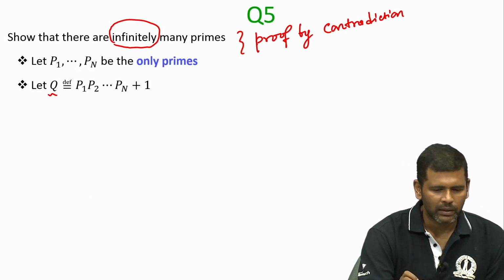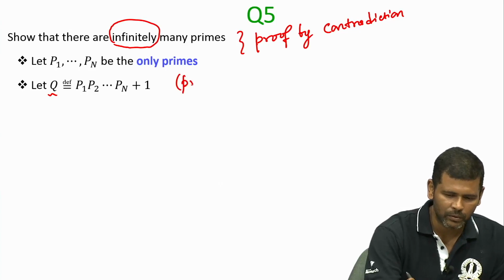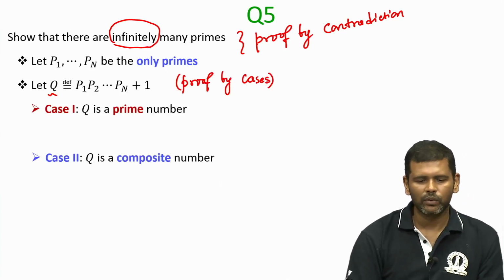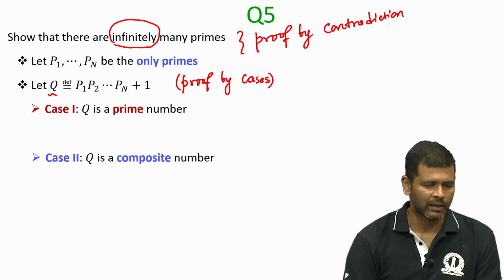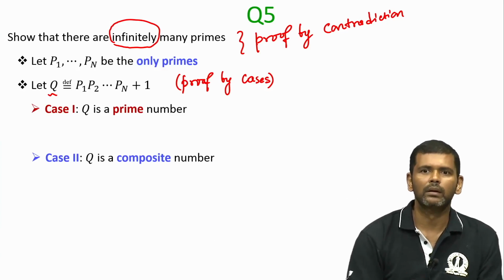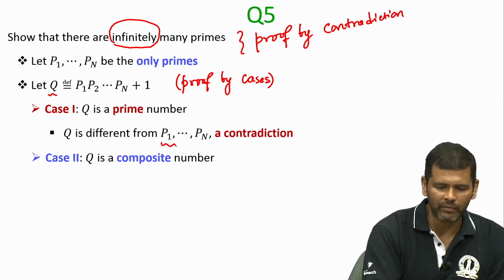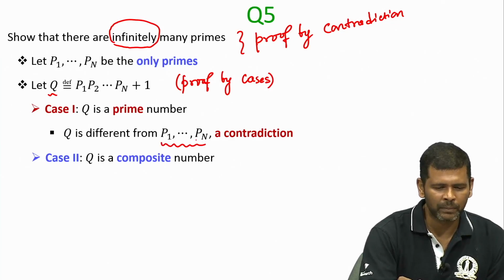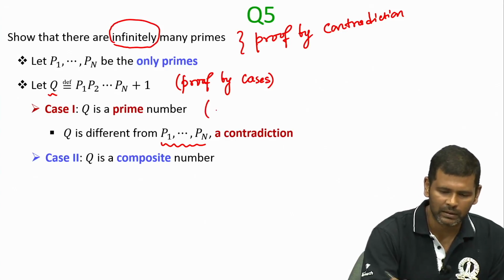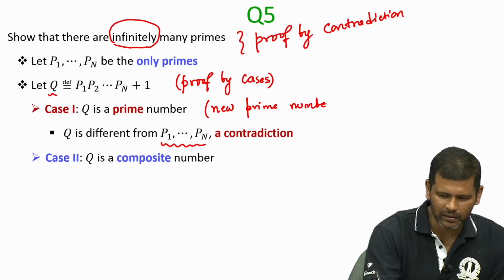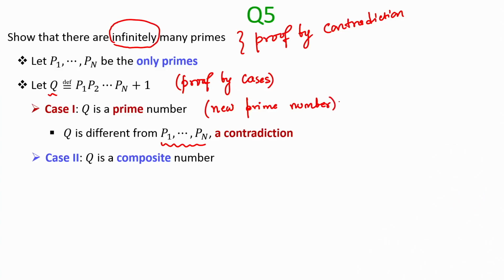Now, what can I say about the number q? There can be two possible cases. So, now I apply the proof by cases here. My q could be a prime number itself, my q could be a composite number, and there can't be any third case possible with respect to q. It turns out that if q is a prime number, then definitely q is different from all your prime numbers p1, p2, pn that are the only prime numbers you assumed to exist. That means, now you have found a new prime number. That means your listing of p1 to pn is not an exhaustive listing of all the prime numbers that exist, right. So, you got a contradiction.